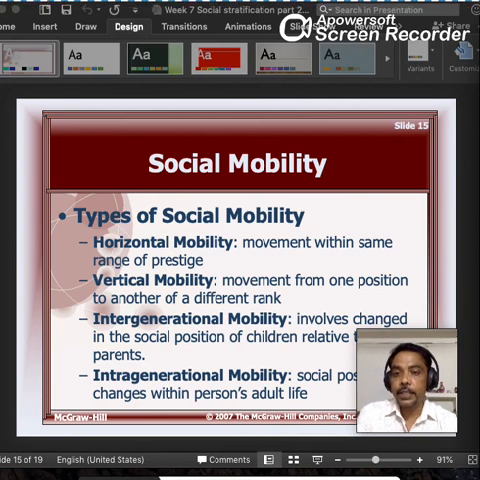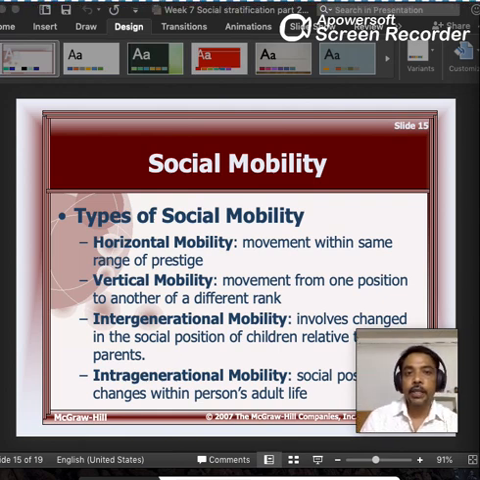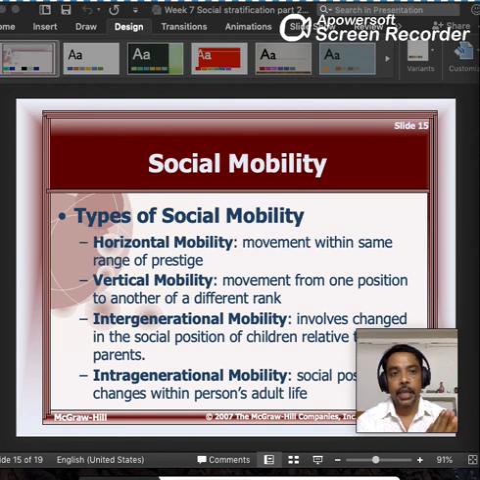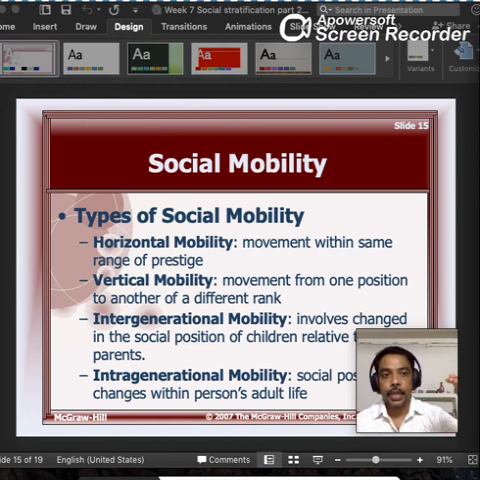And also intergenerational and intragenerational mobility. You probably see that intergenerational mobility involves changes in the social position of children relative to their parents. Thus, a plumber whose father was a physician provides an example of downward intergenerational mobility. A film star whose parents were both factory workers illustrates upward intergenerational mobility. Because education contributes significantly to upward mobility, barriers to the pursuit of advanced degrees can definitely limit intergenerational mobility.